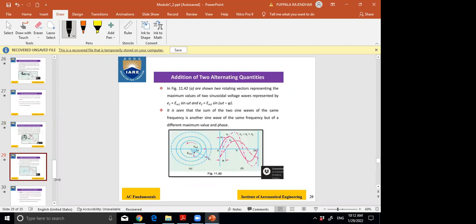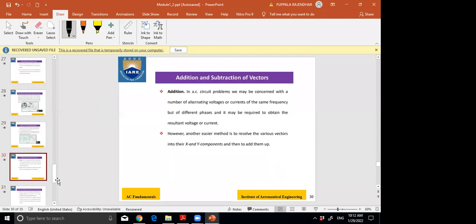This is also used for the addition or subtraction of waveforms. We can do addition and subtraction of the waveforms here. Magnitude and angles we will take here. It's not required.